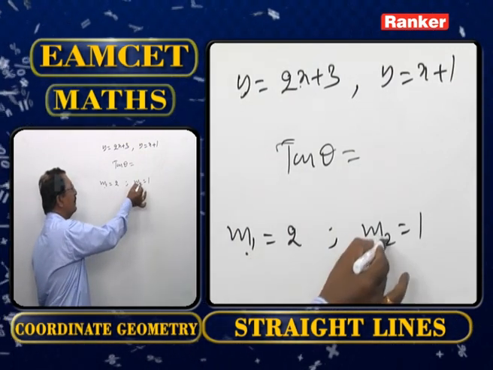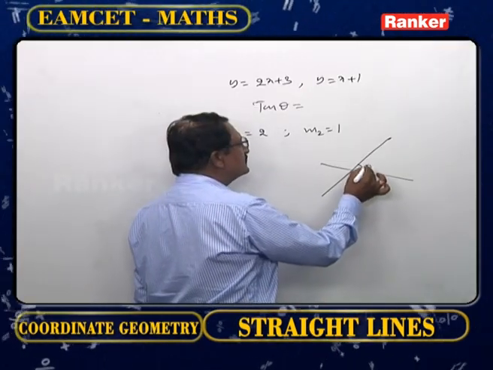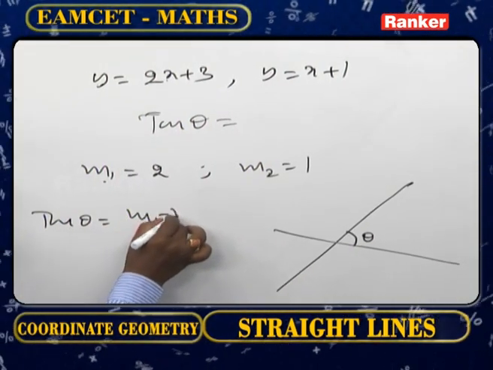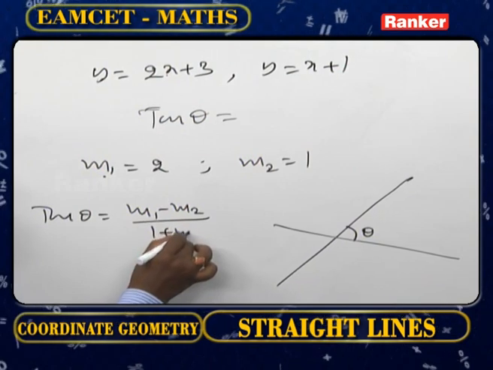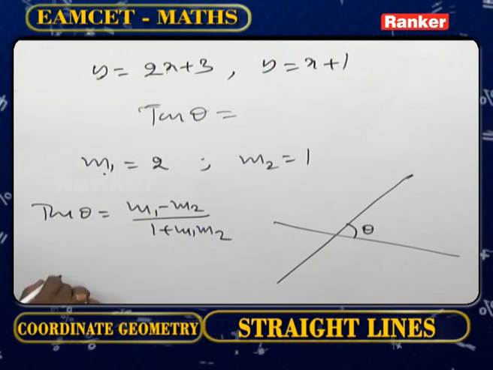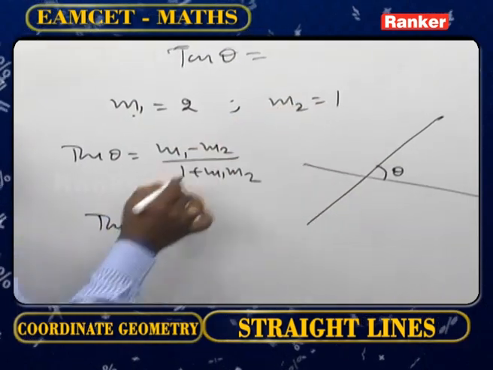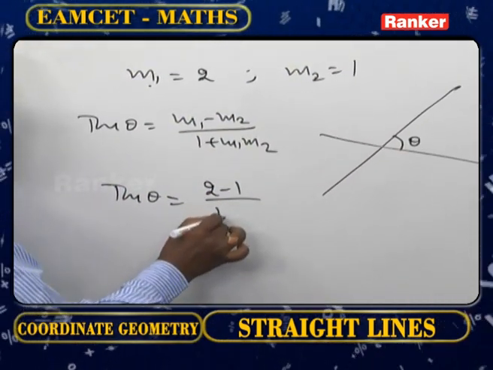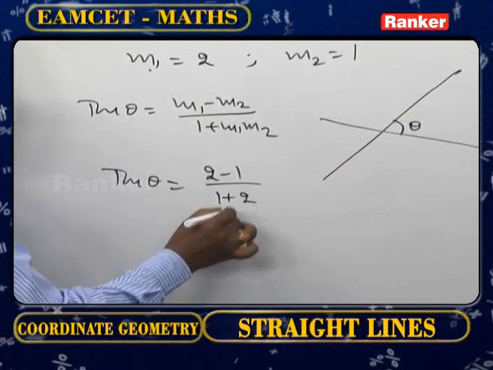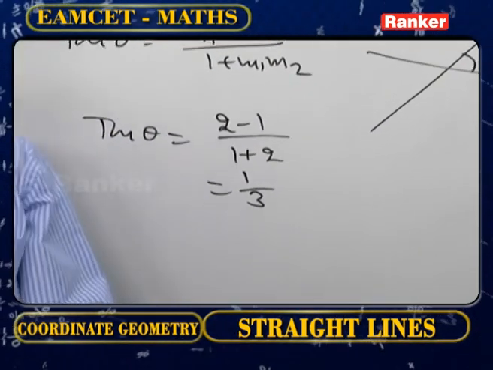If m1 and m2 are slopes of two lines and the angle between the two lines is theta, then tan theta equals m1 minus m2 by 1 plus m1 m2. Now, with the values of m1 and m2, 2 and 1, tan theta equals 2 minus 1 by 1 plus 2 into 1, that equals 1 by 3. Now, tan theta equals 1 by 3. Now, option is the second option.